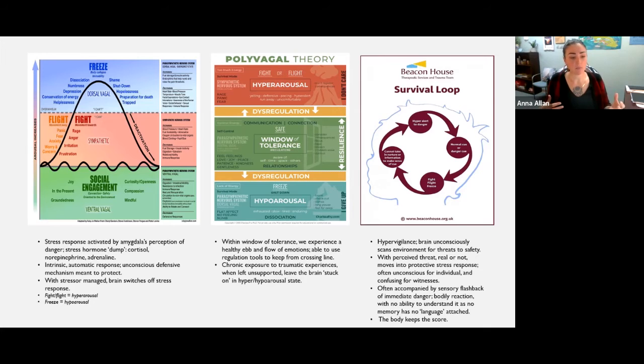The other piece that's important too, and I don't know if I mentioned this in the last session, is that when there is a trigger in the environment and a child moves back into that stress response, it's often accompanied by a sensory flashback. I mean there is a bodily reaction to the environment with no ability to understand it, and no ability to communicate it. There's no language attached to that physical memory.